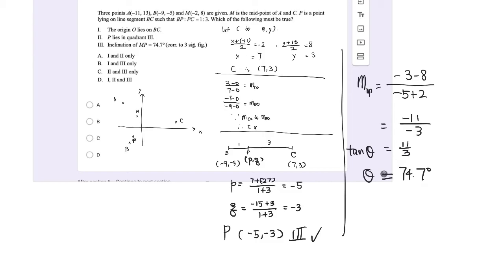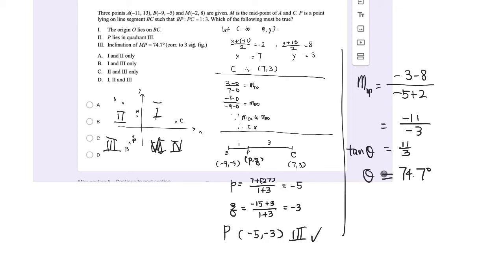O is 0, 0. And then for P is the point BP to PC, that is why I draw it like this, and then you can solve it. For P, this is the X coordinate, Q is the Y coordinate. Okay, and then this is negative 5, negative 3. I hope that you still remember this is quadrant 1, this is quadrant 2, this is quadrant 3, and this is quadrant 4.